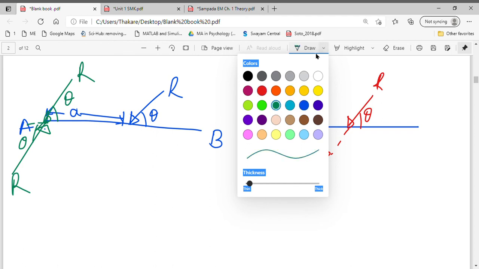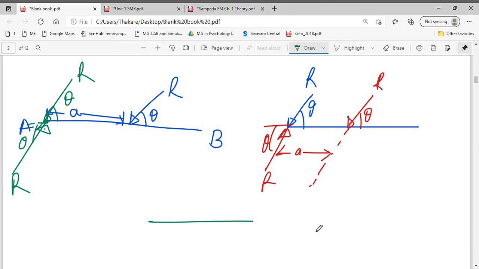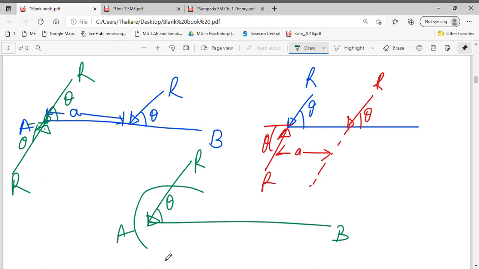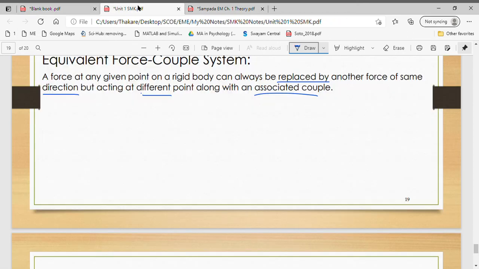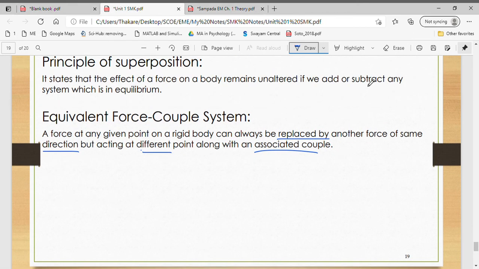So in the end we can draw it like this. Your end figure will be something like this. You will have this section AB on which there is a force R making an angle of theta with respect to the horizontal, and there is a couple in the clockwise direction, again of magnitude R into a. a is the arm of the couple. So this is how you determine the equivalent force couple system. Okay, thank you.